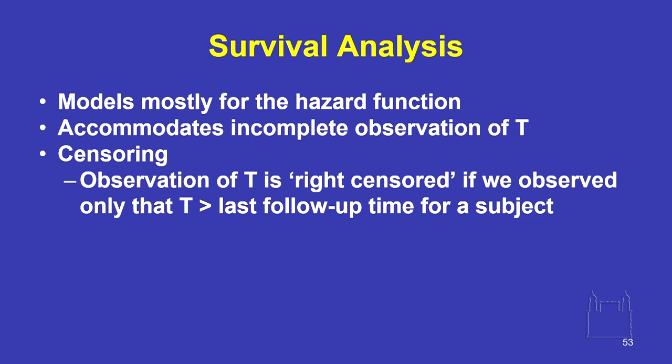Survival analysis models mostly for the hazard function. It will accommodate incomplete observation of the times of the events. It also will accommodate censoring. So you're basically going to follow everybody and they're right censored if, at that last time you look at them, that last time of follow-up, they have not had the event.